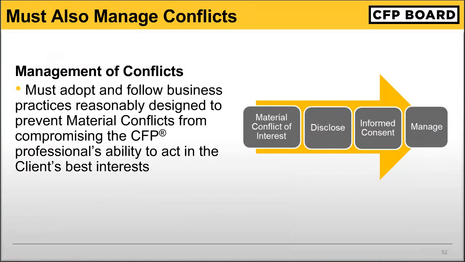Managing the conflicts is a very principles-based standard. You should expect guidance to come out on this, but the standard says that a CFP professional has to adopt and follow business practices that are reasonably designed to prevent material conflicts from compromising the CFP professional's ability to act in the client's best interest. So if you look at the flow chart, you have to manage the conflict, disclose, inform consent. I'm sorry, if you have a material conflict, you have to disclose, provide informed consent, and then manage. That's how that works in sequence.